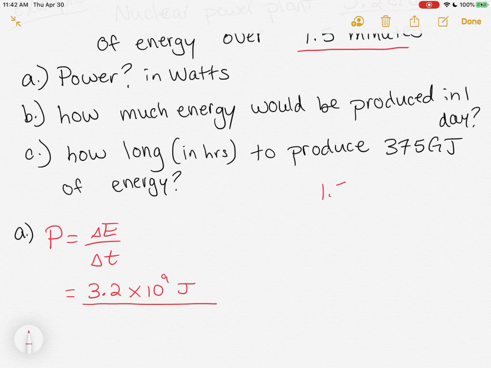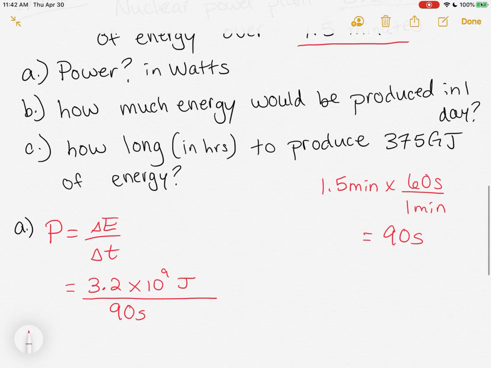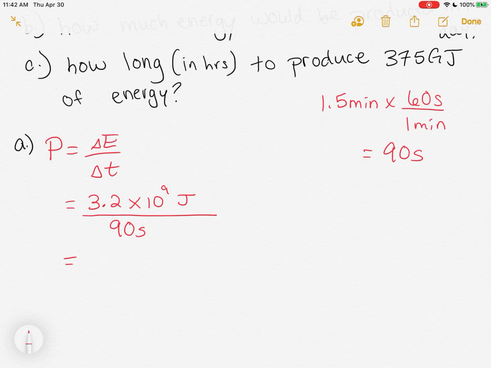And our 1.5 minutes, we have to convert into seconds. In 1 minute, there are 60 seconds, so that gives us a total of 90 seconds. That's going to go on the bottom here in our time. And so to calculate our power, we do our 3.2 times 10 to the 9 divided by our 90 seconds. It's going to give us 3.5 times 10 to the 7, and that's going to be measured in watts. So that's part A.